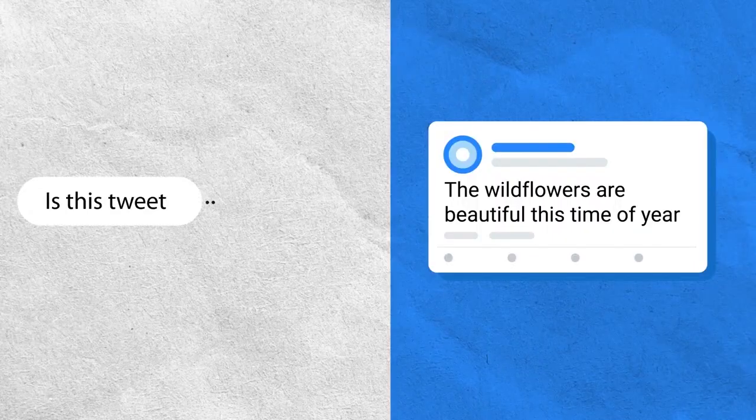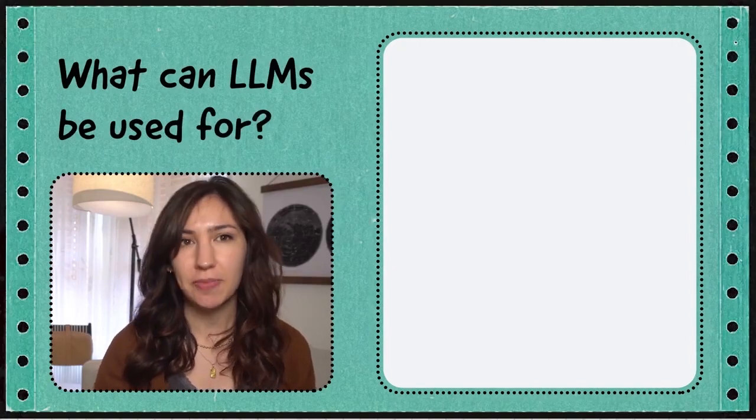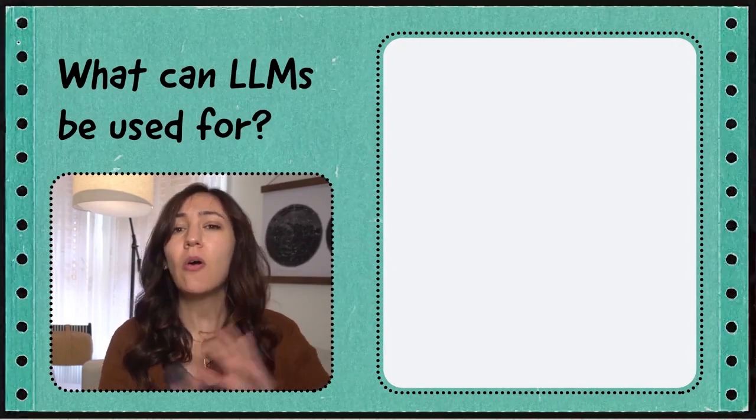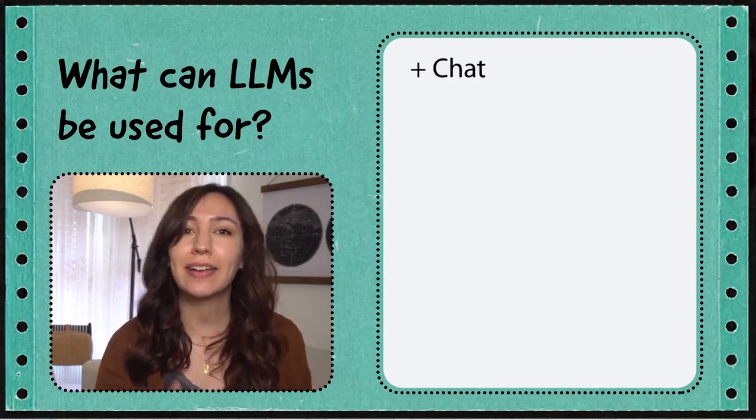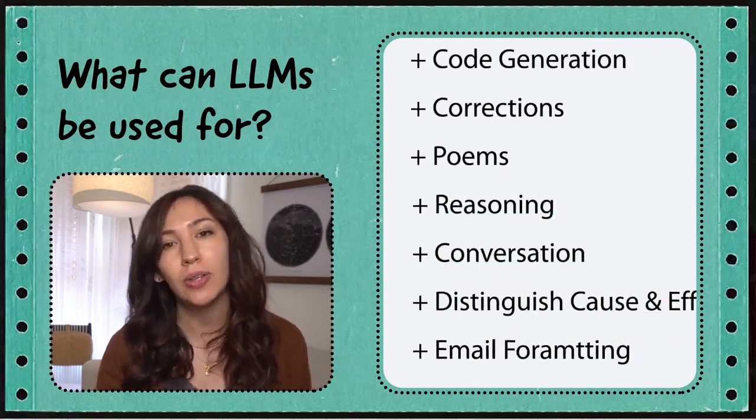If you're already familiar with machine learning, you probably think about training a model for a specific task, like, is this tweet positive or negative, or translate this text from French to English. But what makes LLMs especially powerful is that one model can be used for a whole variety of tasks like chat, copywriting, translation, summarization, brainstorming, code generation, and a whole lot more.